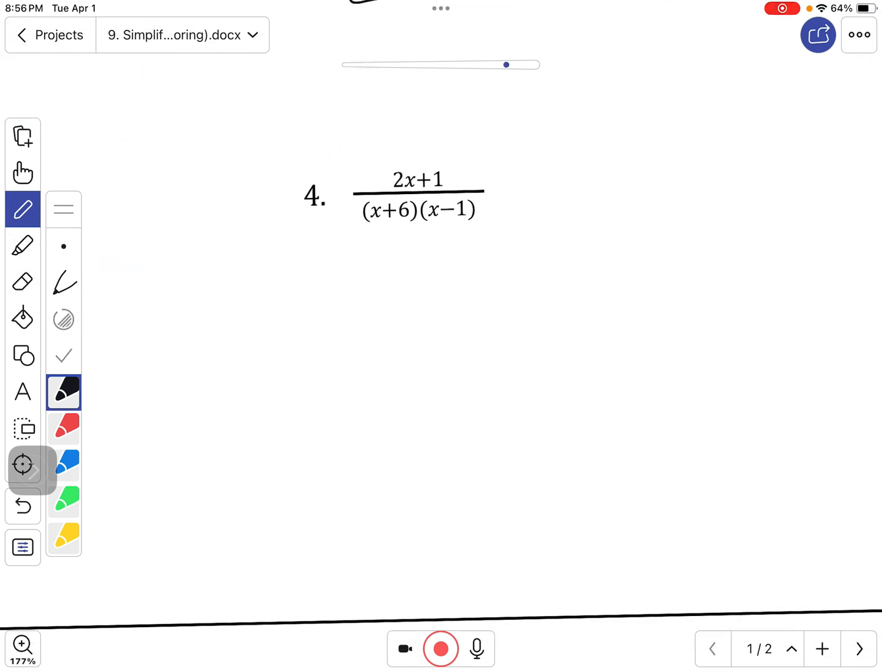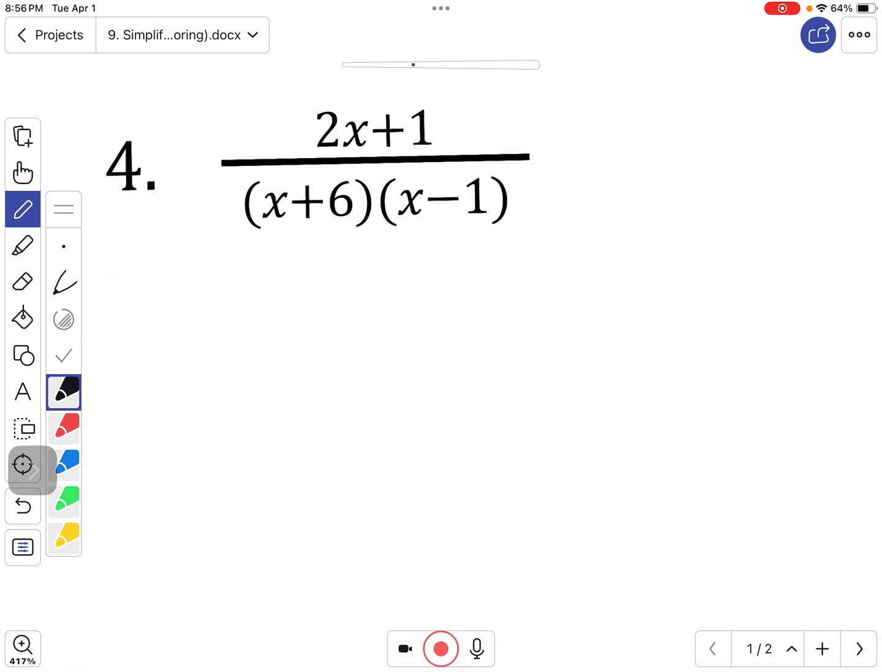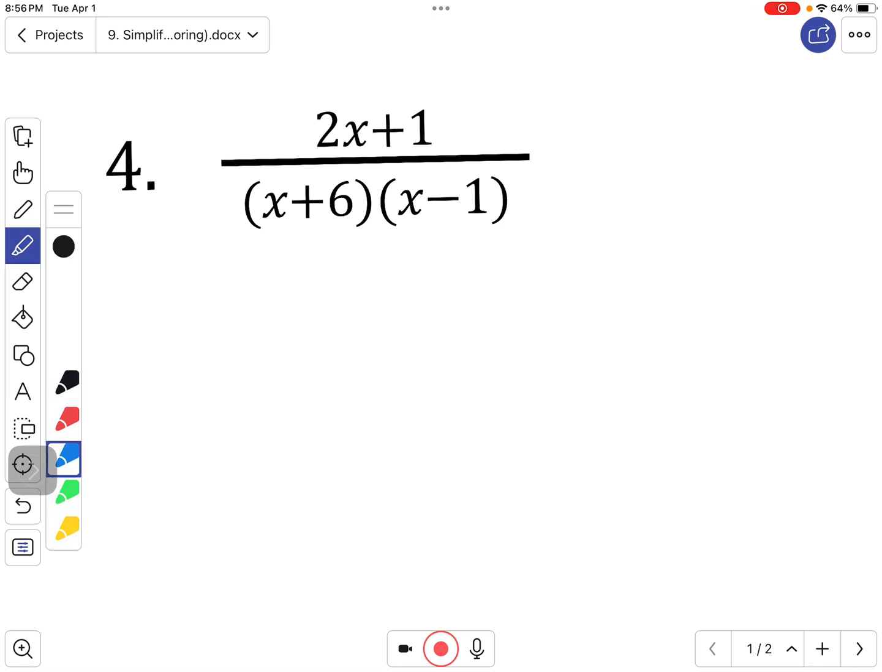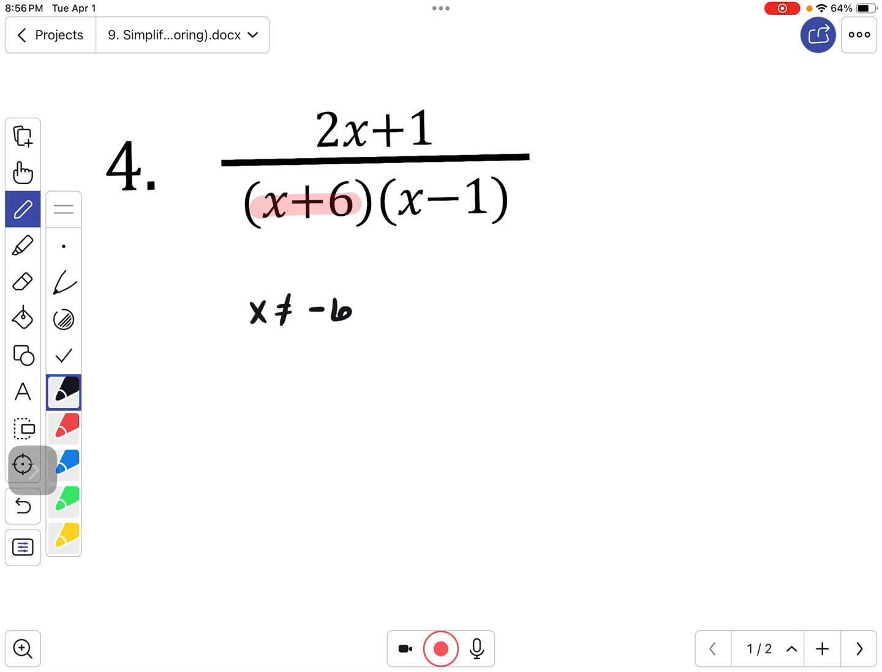Goes a little bit faster if you don't have to set it all up. Okay, let's do the same thing with number 4. I have x plus 6. So if I want the opposite, x cannot equal, the opposite of a positive 6 is a negative 6. This one says x minus 1. The opposite of a minus 1, x cannot equal a positive 1.